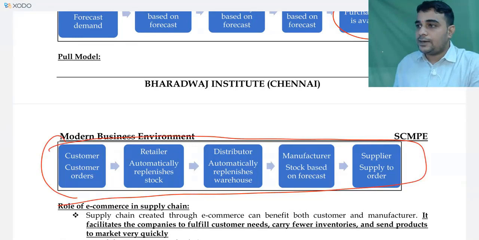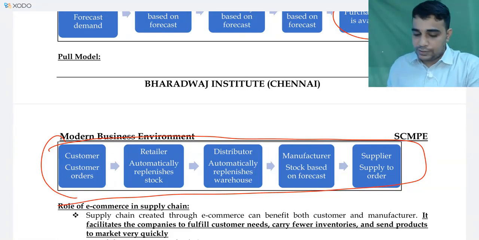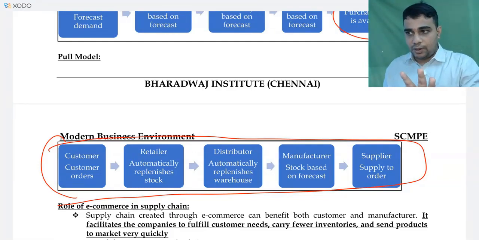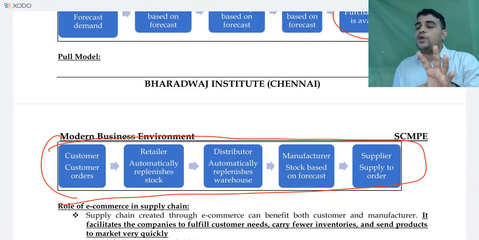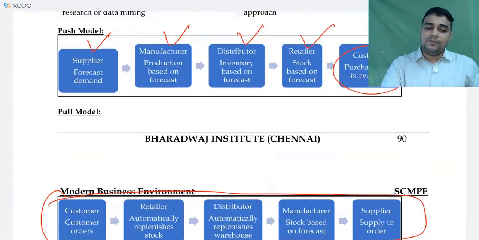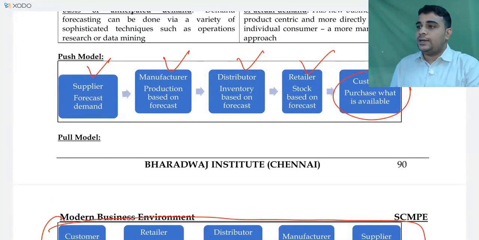Customer places an order, your retailer replenishes the stock, distributor replenishes the warehouse, manufacturer is manufacturing it, and supplier is giving the raw material based on this. When I say customer orders, you don't always wait for the customer order. You try to forecast what the customer is going to do. So rather than waiting for the actual demand, you may sometimes anticipate the demand.